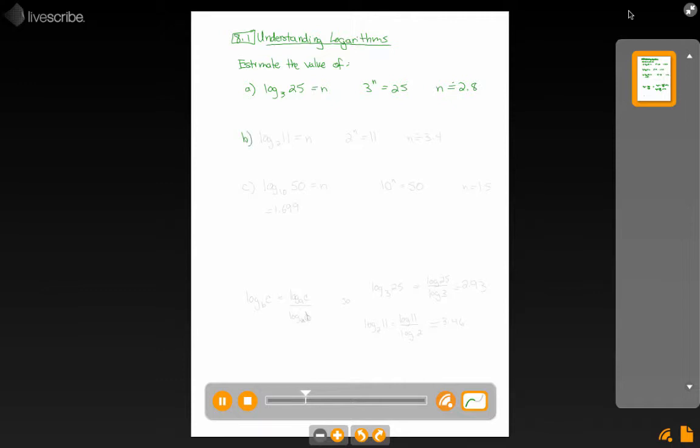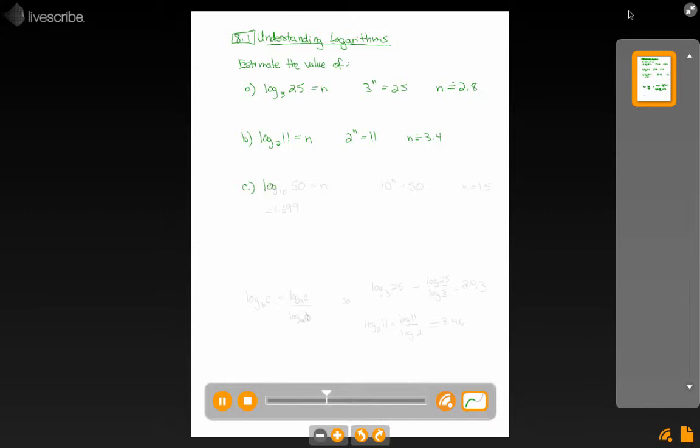Now, let's try another one. Log base 2 of 11. Again, let's let it equal n or x or something like that. That means that 2 to the n should equal 11. Well, 2 squared is 4, 2 cubed is 8, 2 to the 4 is 16, so this answer should be between 3 and 4. The exponent here would need to be between 3 and 4, maybe slightly closer to 3 than 4, so you might say that n equals approximately 3.4. Again, it's an estimate. We could get closer by trying a bunch of numbers and seeing how close we got, but you get the idea.